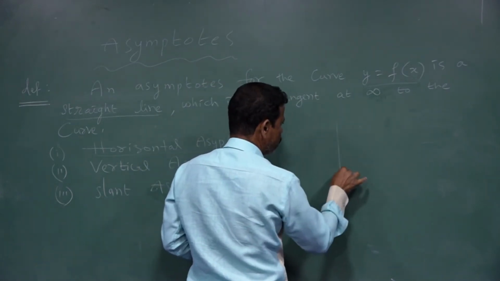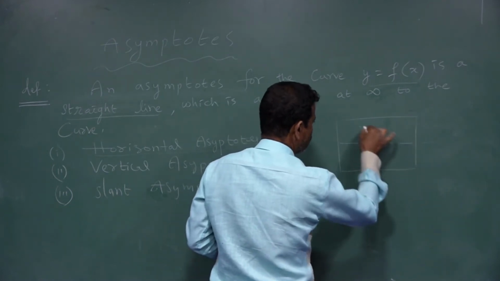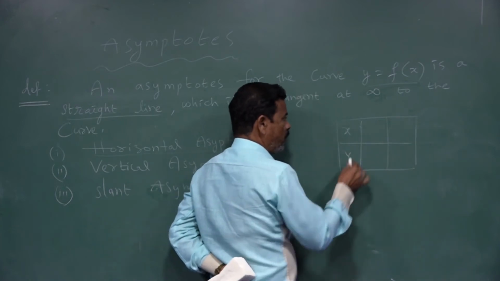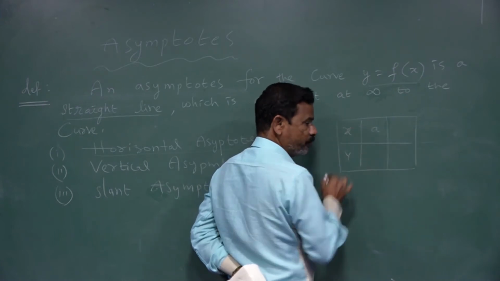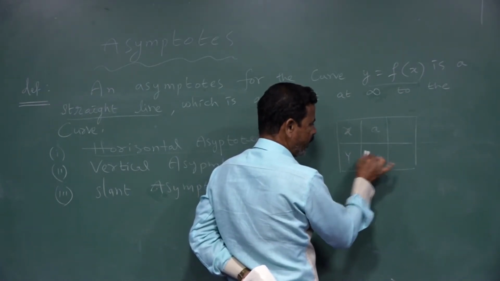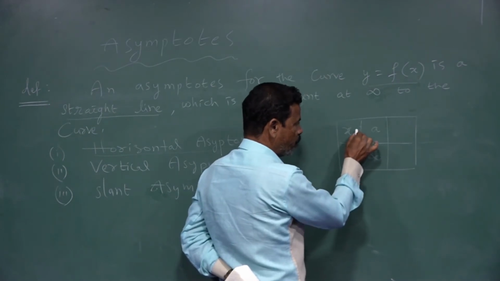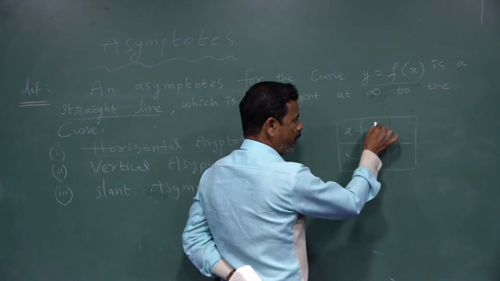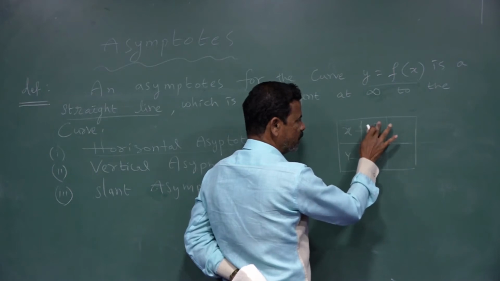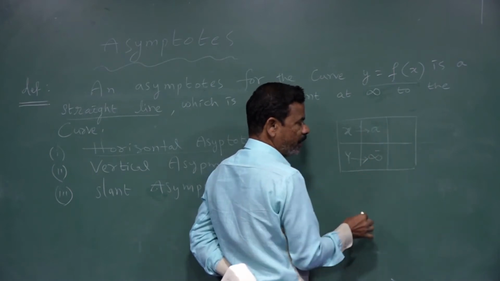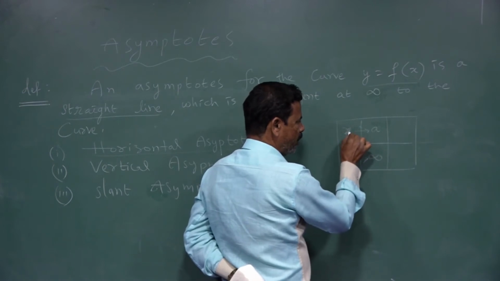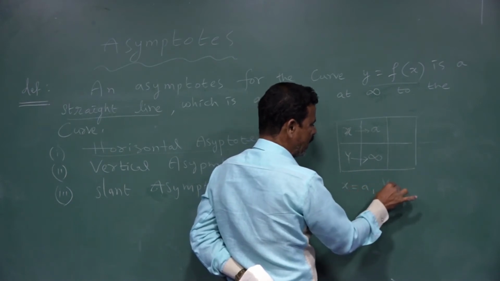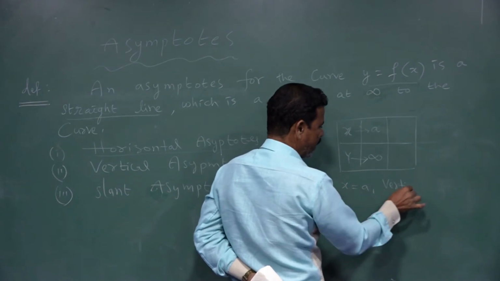Suppose here x, this is the y. If x is the a value, then y tends to infinity. If x reaches a, then y reaches infinity, either plus or minus. Here plus infinity or minus infinity will come. Then x is equal to a is the vertical asymptote. Here x is equal to a means vertical asymptotes.